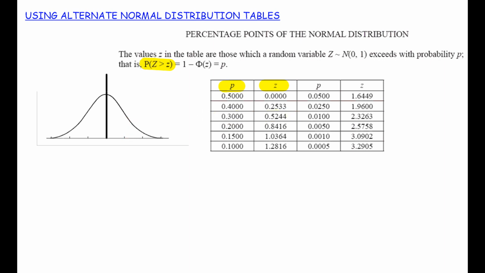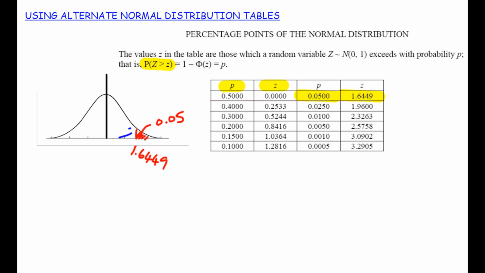Similarly, what if I had a z-score that was exceeded by just 5% of the rest of the distribution? So this area here was just 5%. So once again, I'm going to look up that percentage in the tables. It's right here. That's 5%, 0.05. And the z-score to match, 1.6449.